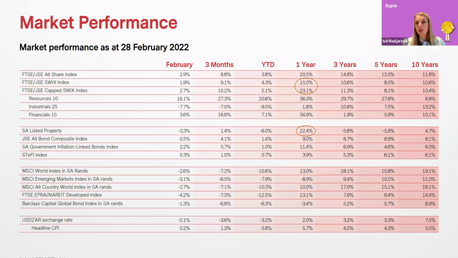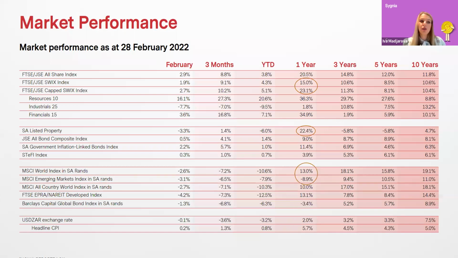Now, our portfolios have not been exposed to property, which has served us well over the 3 and 5 years, and served us well in February. However, specifically looking at the 1 year measurement period, when you compare the performance of the Skeleton and the Signature range of portfolios, which had no allocation to property, to some others in the market that did, then we have underperformed on a relative basis.